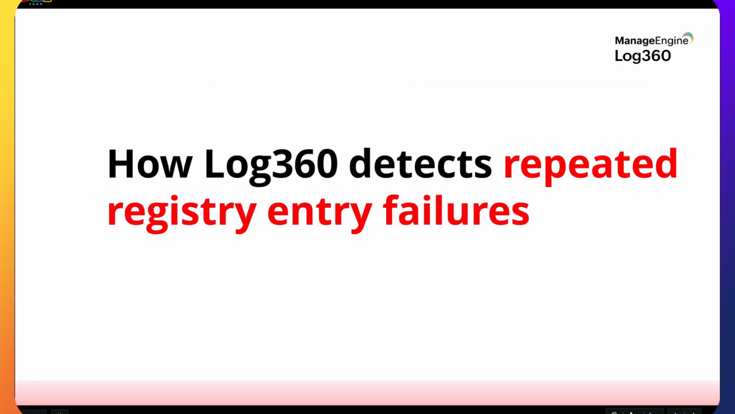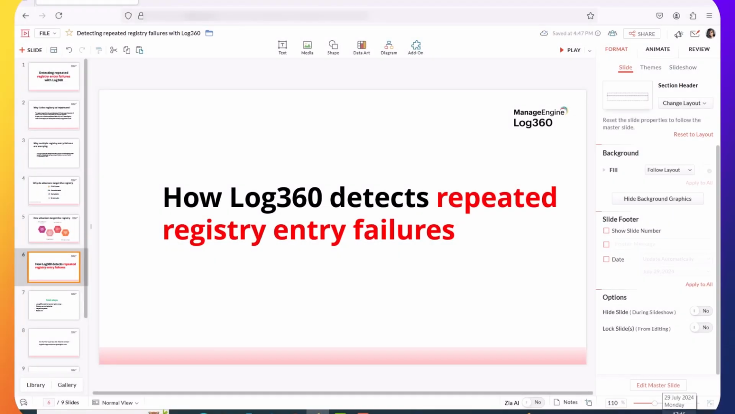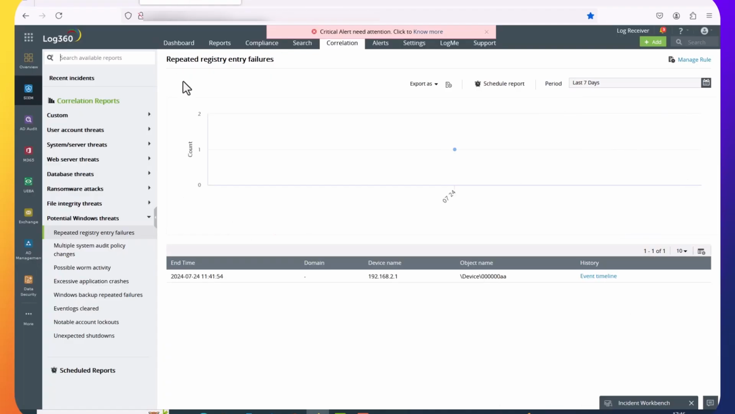Let's now see how Log360 detects this attack. Let's navigate to the Log360 interface to understand how attacks on the registry can be detected. Log360 is a unified SIEM solution that offers pre-packaged threat detection capabilities that help detect a range of commonly occurring threats. Once you log into the solution, you can navigate to the SIEM module or the Event Log Analyzer module and then to the Correlation tab at the top.